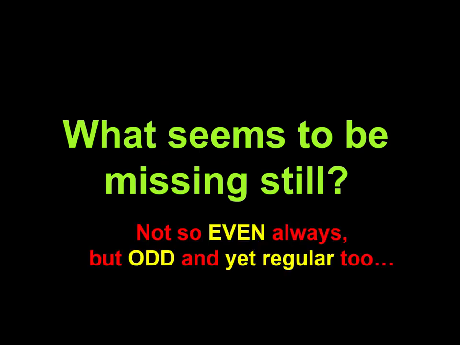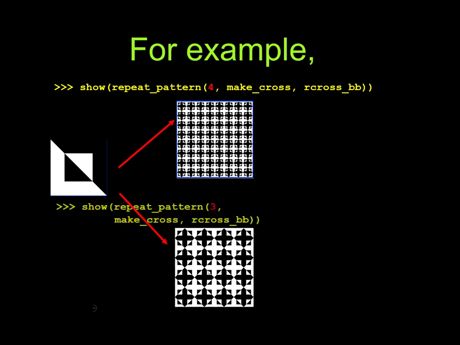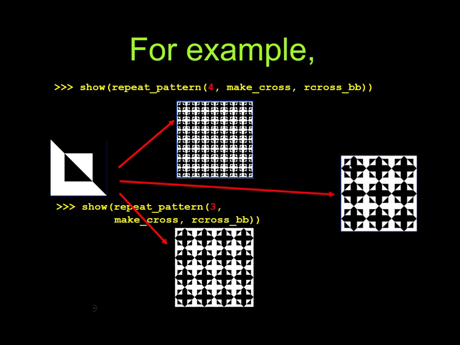So far, what seems to be missing still? What we see so far are all pretty even, and at times, we want to see something odd and yet regular too. What do I mean by this? For example, you have the R cross BB, which looks like this. You can get this particular pattern 8 by 8 with repeat pattern 4 times, make cross R cross BB. You can get this with repeat pattern 3 times. And what about this? Let's say you want to have only 3 by 3. This is 8 by 8. This is 4 by 4. This is 3 by 3. 3 is an odd number, whereas 8 by 8 is an even number, and 4 by 4 is an even number.